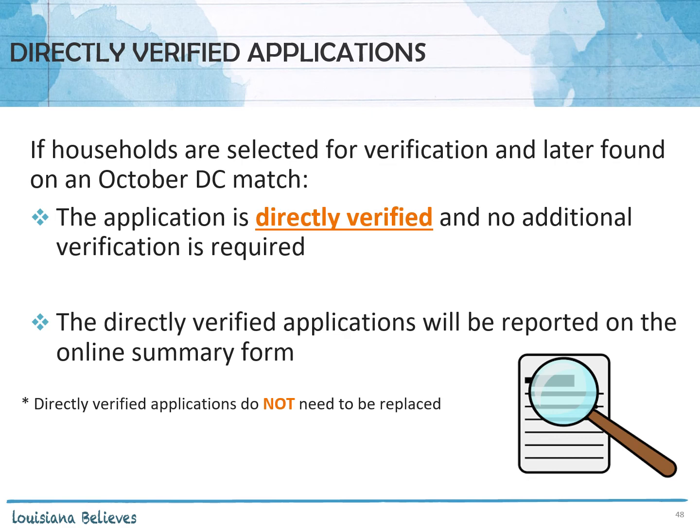If households are selected for verification and later found on an October DC match, the application is directly verified and no additional verification is required. The directly verified applications will be reported on the online summary form. Directly verified applications do not need to be replaced.